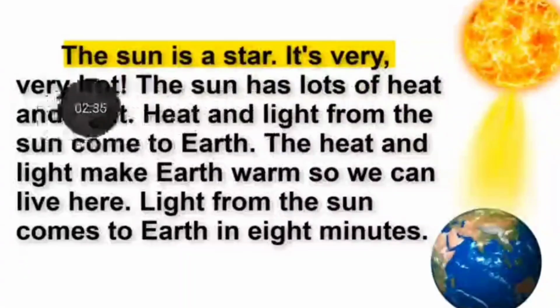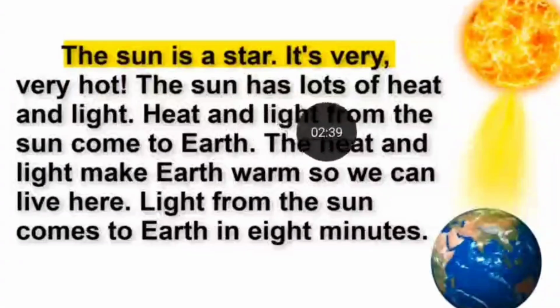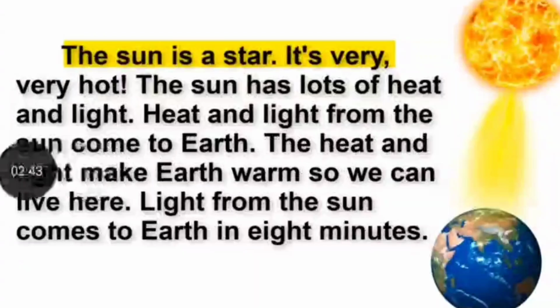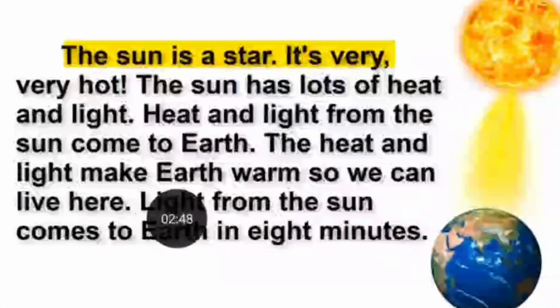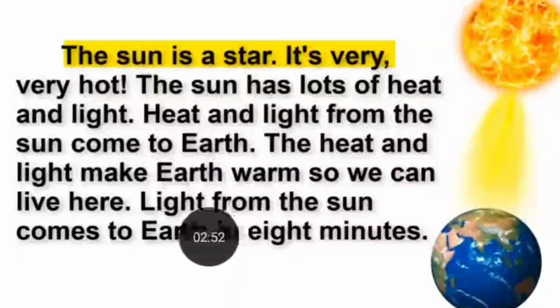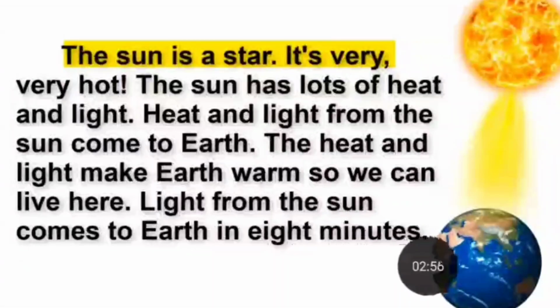Repeat again. The sun is a star. It's very hot. The sun has lots of heat and light. Heat and light from the sun come to earth. The heat and light make earth warm, so we can live here. Light from the sun comes to the earth in 8 minutes.